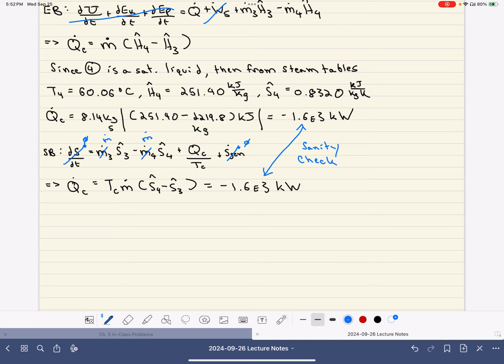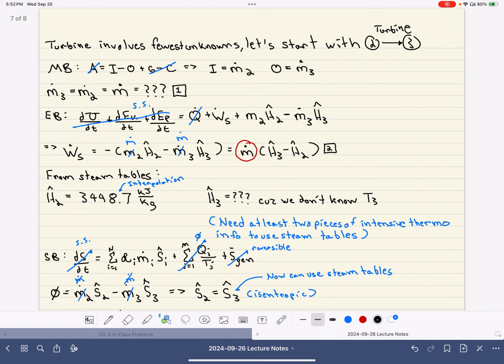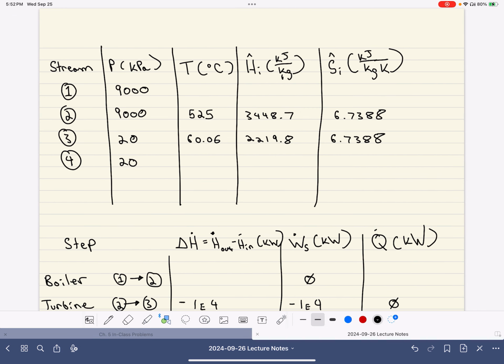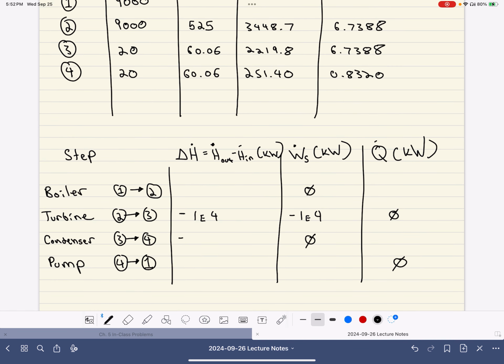In any case, we've now estimated what the heat leaving the system is. And once again, we could go back to our table and fill in the missing information: 1.40, 0.8320, and then here, negative 1.6 e to the 3, negative 1.6 e to the 3. And so that's how you do the analysis on the condenser portion of the Rankine cycle.